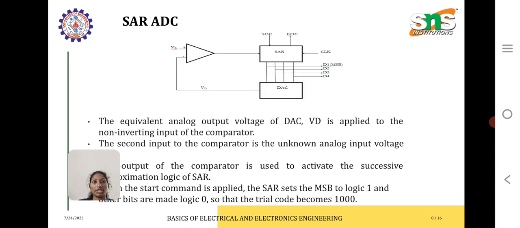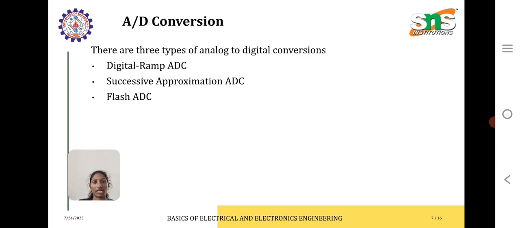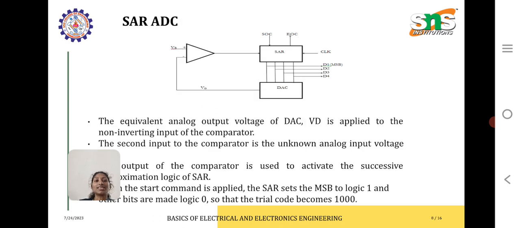Coming to analog to digital conversion, again we have three types: digital ramp, successive approximation and flash type ADC. ADC is analog to digital conversion. In the successive approximation type, this will be the logic diagram. The equivalent analog output voltage of the digital to analog converter is applied to the non-inverting input of the comparator. The second input of the comparator is unknown and it is the analog input voltage, which is given as SAR, the successive approximation register, and we have inputs and the end process.